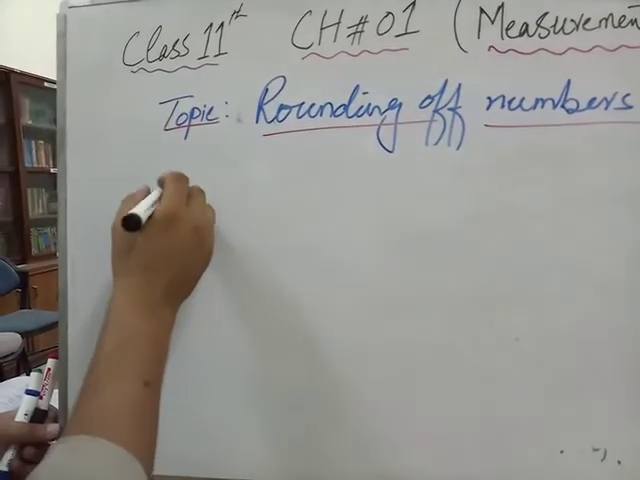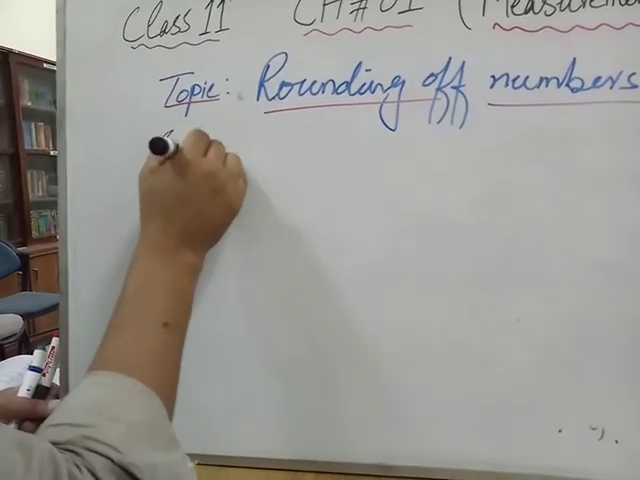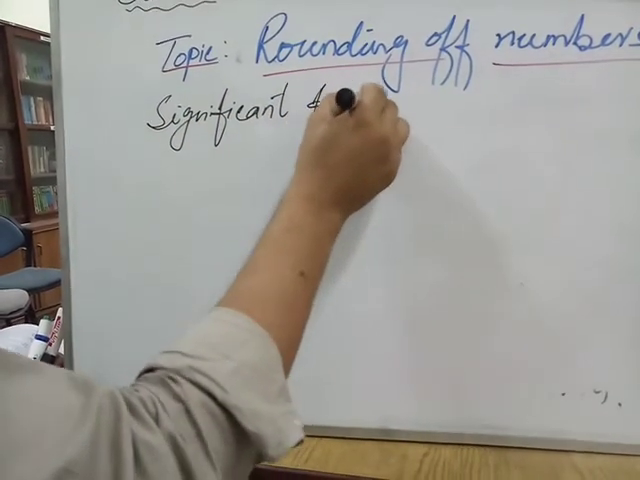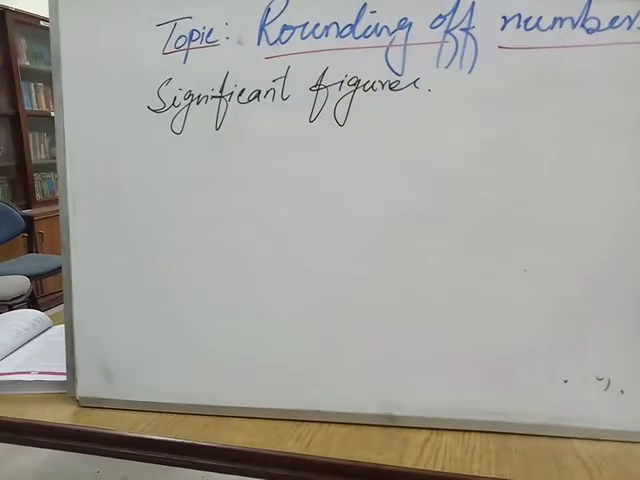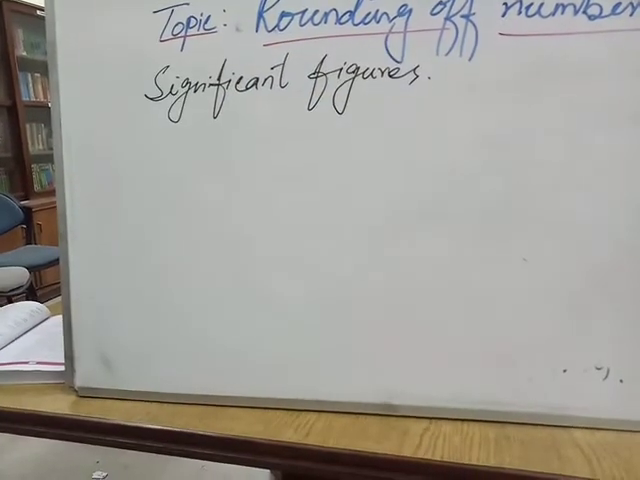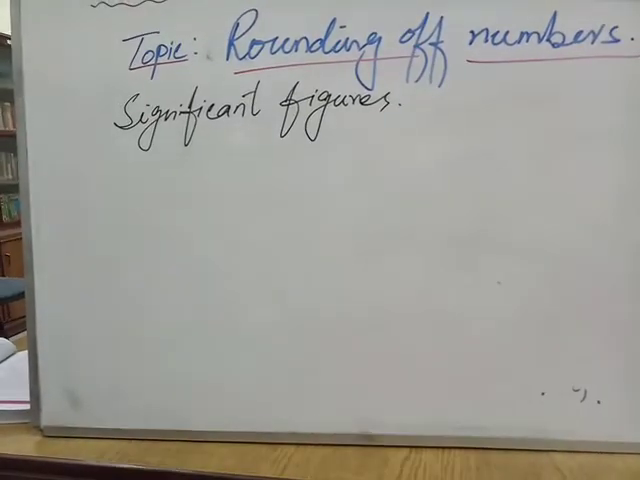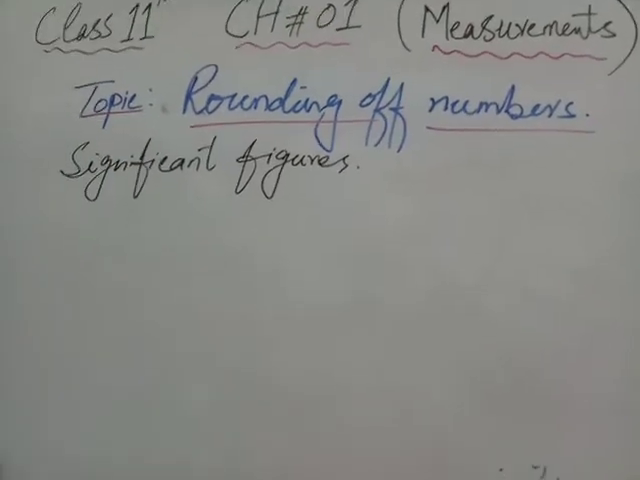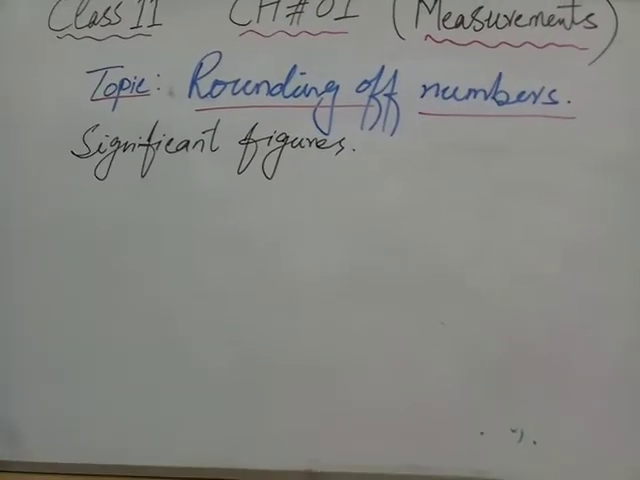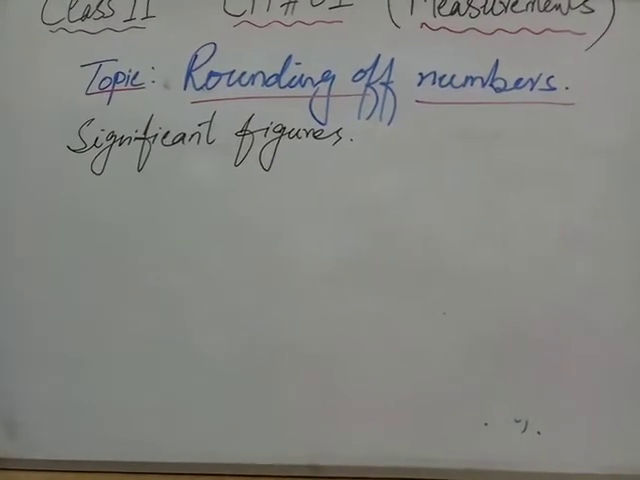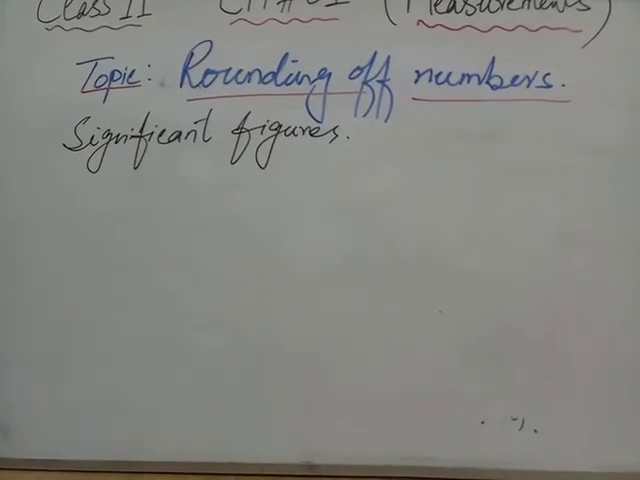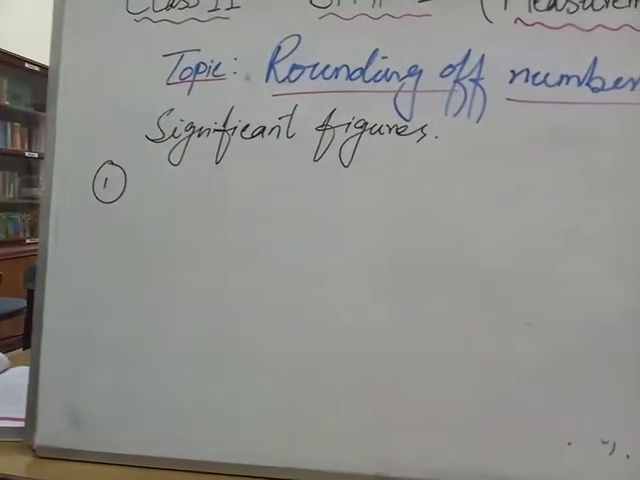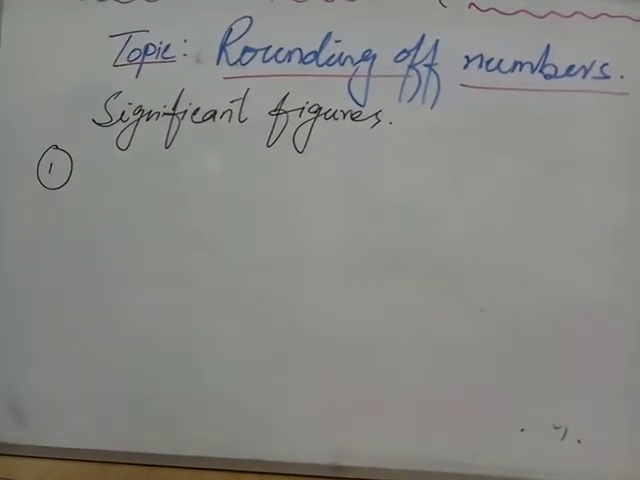I'm going to describe the topic of significant figures. It shows the limit or extent to which readings are reliable. So the significant figures in any measurement are the accurately known digits and the first doubtful digit. Now I am going to describe the rules for how we find significant figures in any measurement.